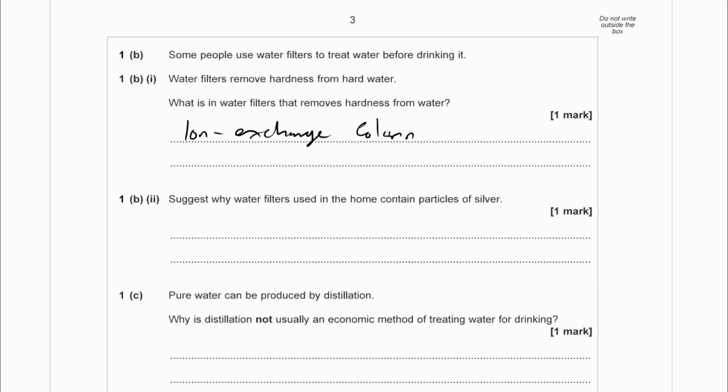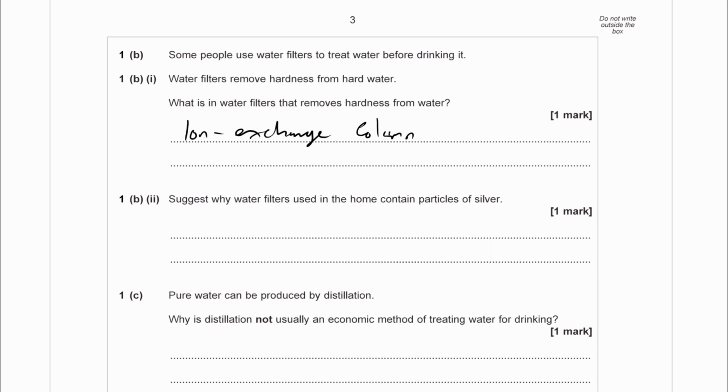Now, the reason why this removes hardness from the water is because hard water, be it temporary or permanent hard water, remember there are 2 types, contains ions. One will be calcium sulfate and the other one will be calcium hydrogen carbonate. So calcium sulfate is permanent and calcium hydrogen carbonate is temporary. Alright, and if we can exchange those ions for other ions using the column, then we remove the hardness from the water.